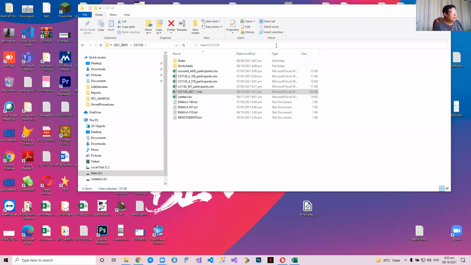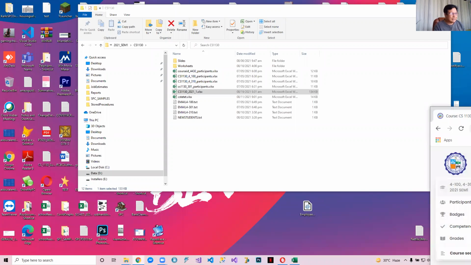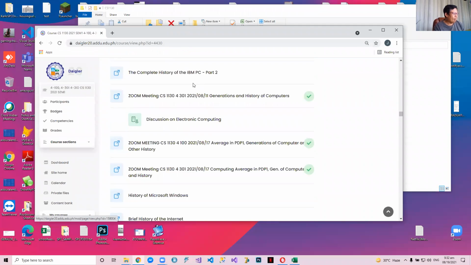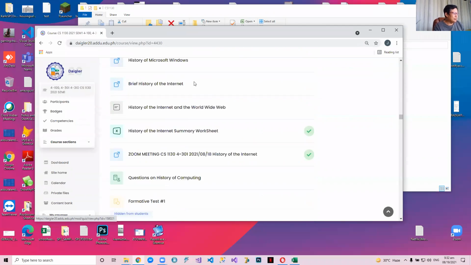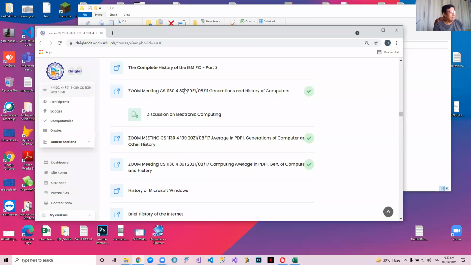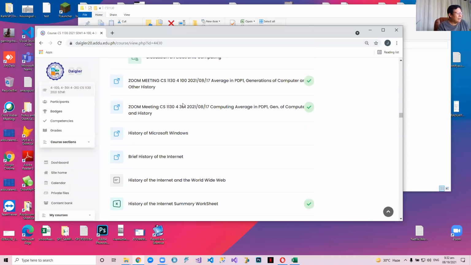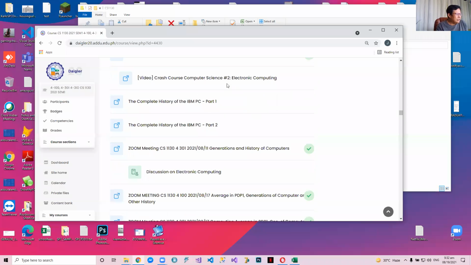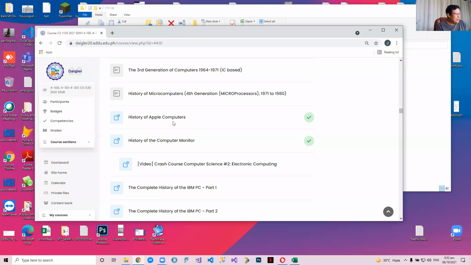Okay. So anyway, we'll lack a few more topics. If you look at our Dagler site, we lack a few more topics, which is the history of the internet. Okay, do you follow? And then last meeting we took up different portions in history. The history of the IBM PC, Apple computers and computer monitors.